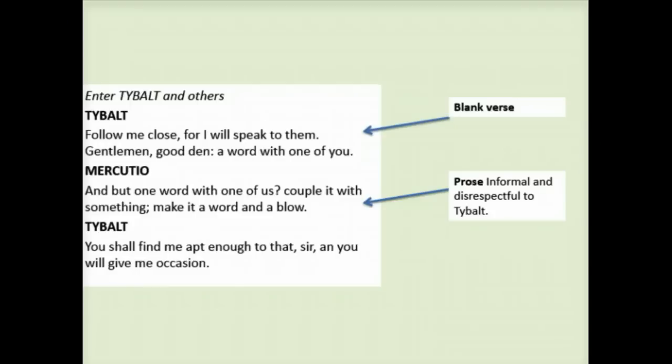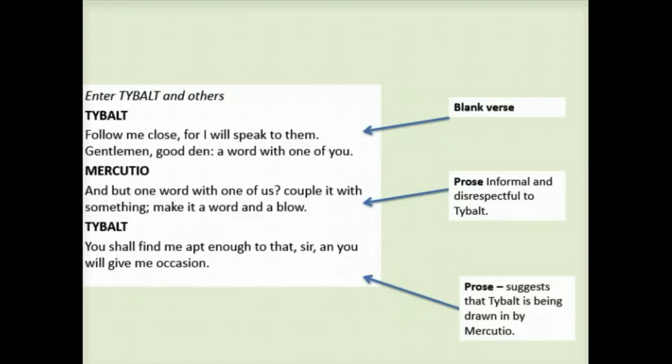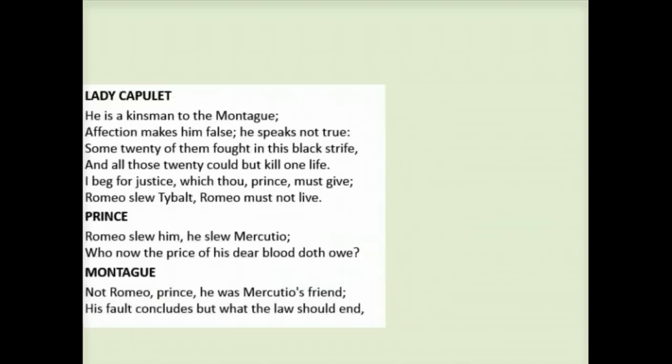Now Tybalt's reply is fascinating. "You shall find me apt enough to that, sir, and you will give me occasion." So Tybalt then switches to prose himself. So Tybalt starts in blank verse, then he switches to prose after Mercutio does. And this suggests that Tybalt is being drawn in by Mercutio. He's getting wound up, drawn into the argument. Mercutio is trying to argue with Tybalt, and Tybalt is being drawn into this argument. So not only do you analyse the type of language and the type of verse being used, but you also look at how it changes throughout the piece and the changes that are reflected in a character because of that.